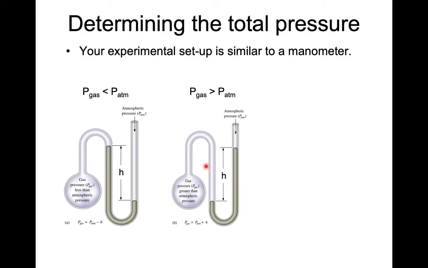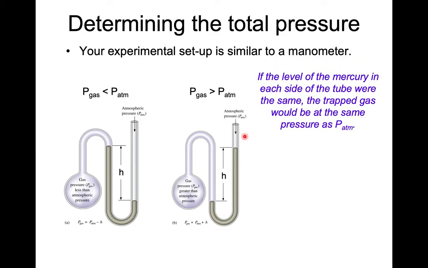In this setup, the pressure of the gas is larger than the atmospheric pressure. And how can I tell that? Because the column on the atmospheric pressure side is higher than the gas sample side. Because the gas can press down harder than the atmospheric pressure is pushing down, the mercury column goes up on the right. If the level of the mercury in each side of the tube were the same, the trapped gas would be at the same pressure as the atmospheric pressure.